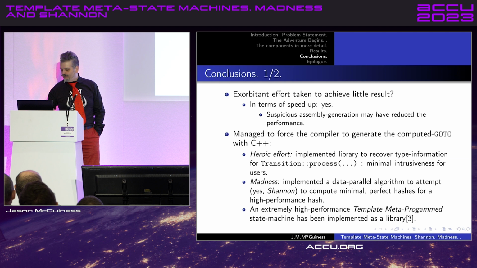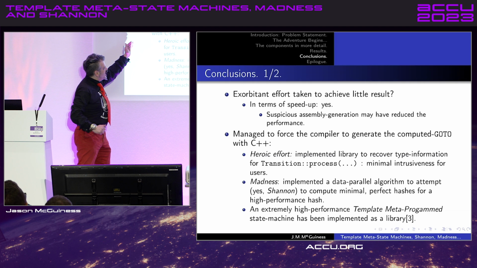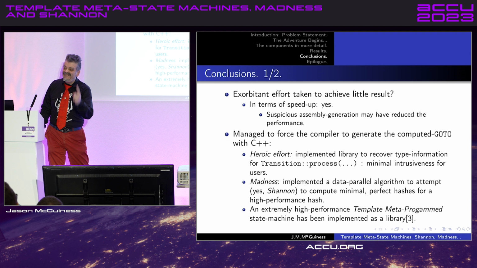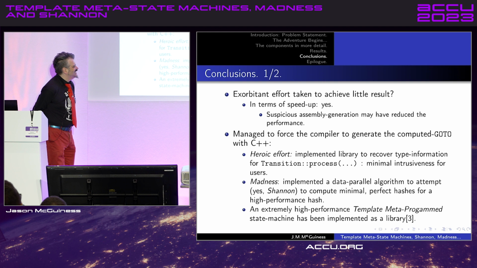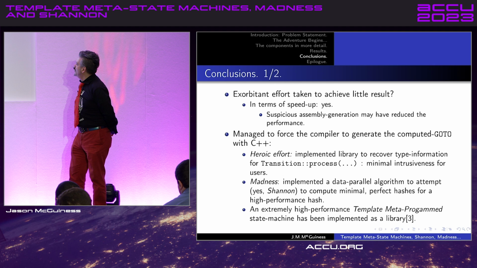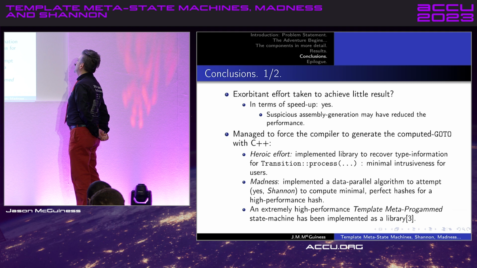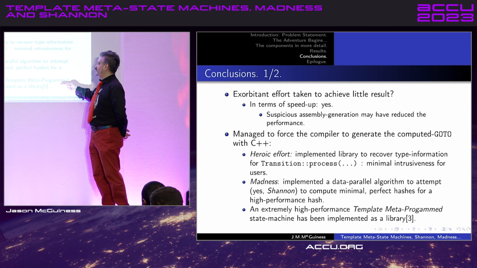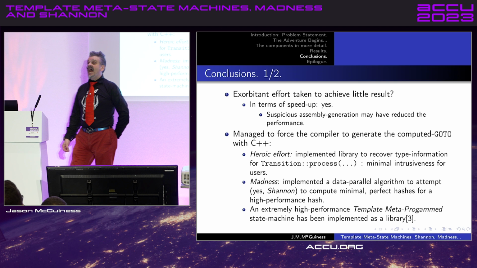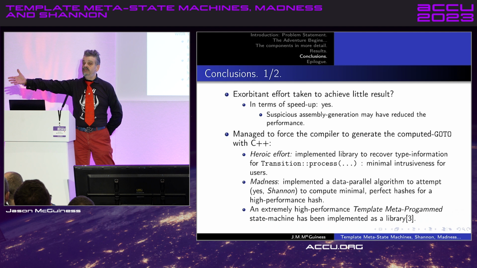I managed to force the compiler to generate the computed goto with C++. One might claim it took heroic effort to recover this type information, where I worked very, very hard to erase it. I managed to recover it. Madness. I even had to invent a data parallel algorithm to make it generate the hash in what might be claimed is less unreasonable time. But we do have, in the end, a pretty high-performance metastate machine implemented as a library. I claim the results seem to indicate it's up there with the best that Intel, AMD, etc. can do.